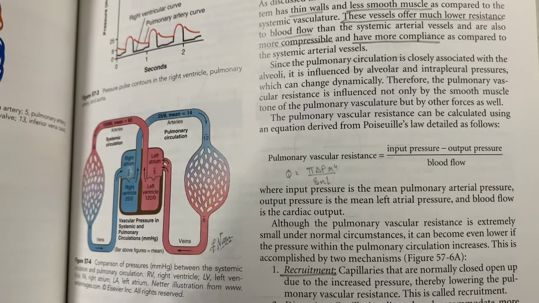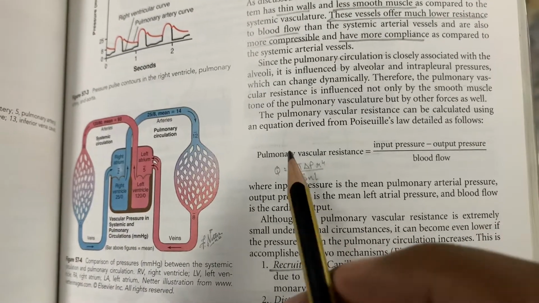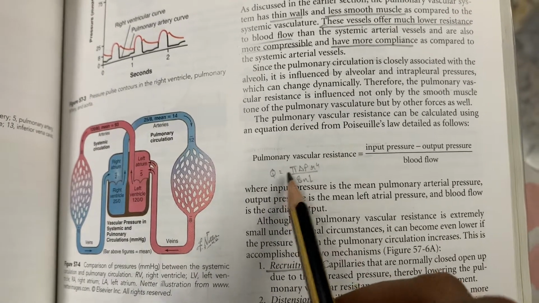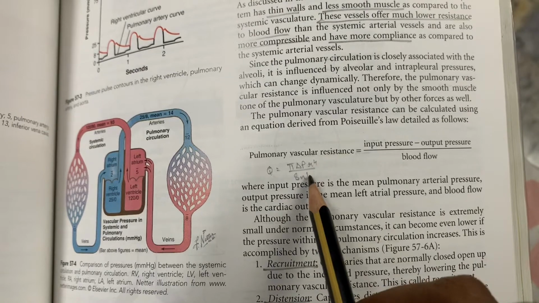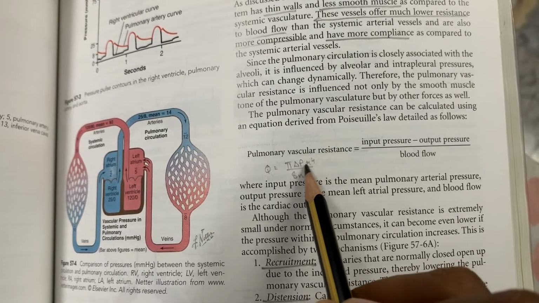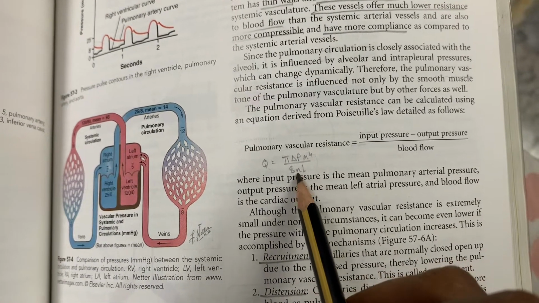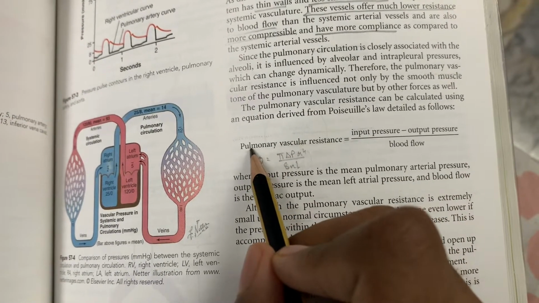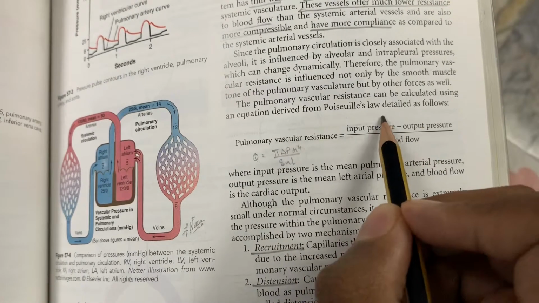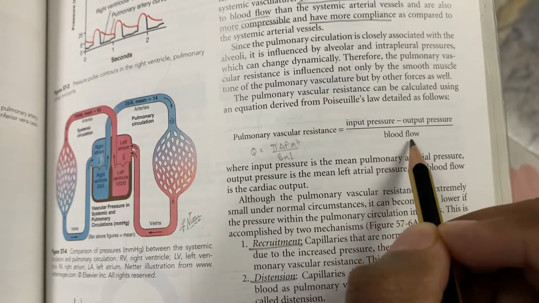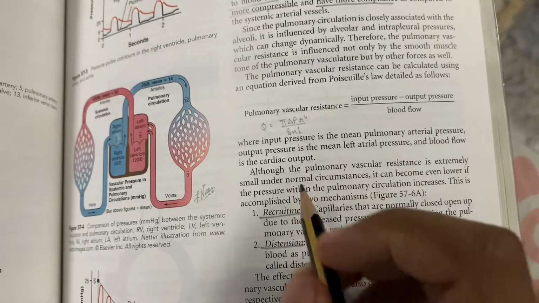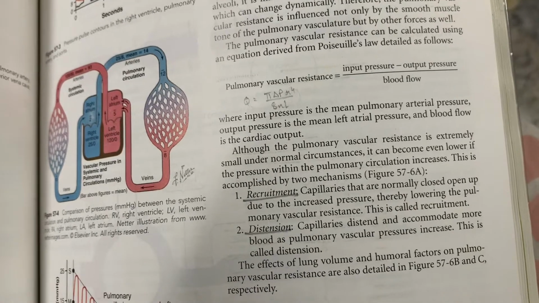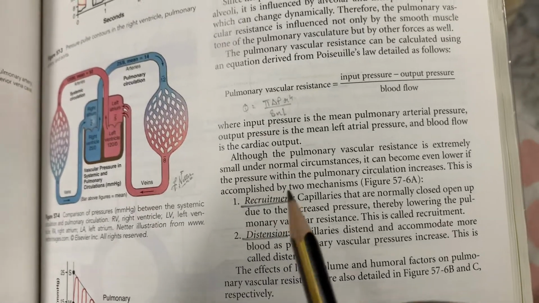The pulmonary vascular resistance can be calculated by using this formula derived from Poiseuille's law: Q, that is flow, equals pi delta P r to the power 4 by 8 eta L. And if you take all this except the delta P as the denominator, that equals resistance. So Q is equal to delta P by R. Okay, pulmonary vascular resistance is equal to input pressure minus output pressure, that is the pressure gradient delta P, divided by blood flow Q. Where input pressure is the mean pulmonary arterial pressure, output pressure is the mean left atrial pressure, and blood flow is the cardiac output.